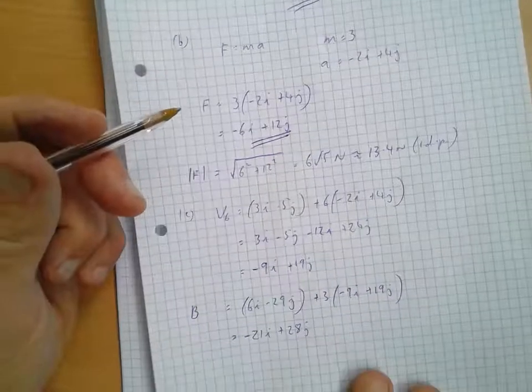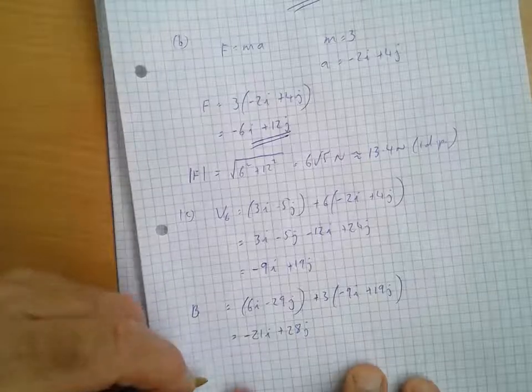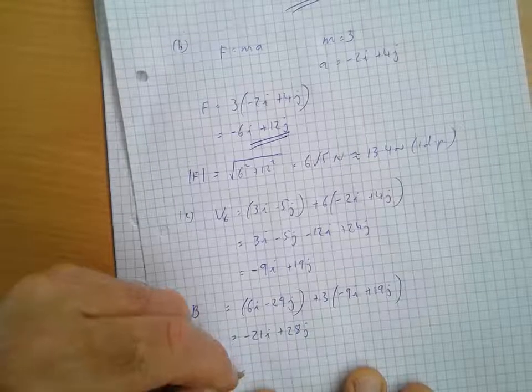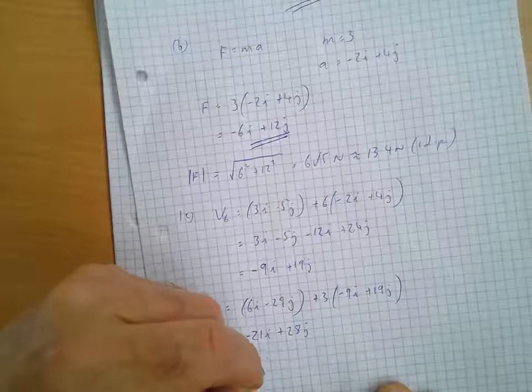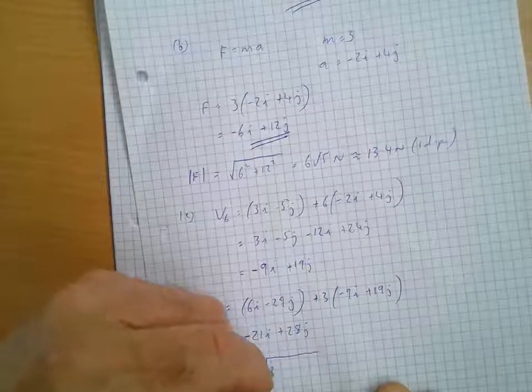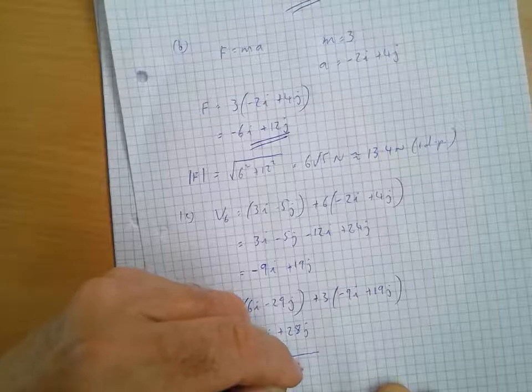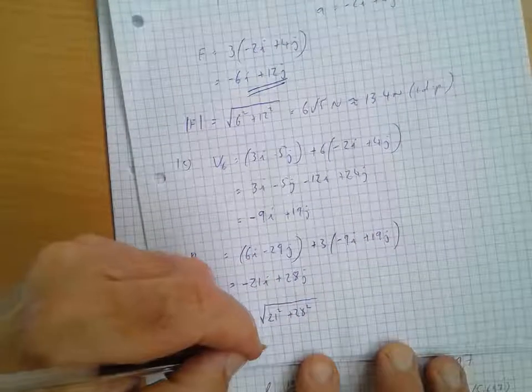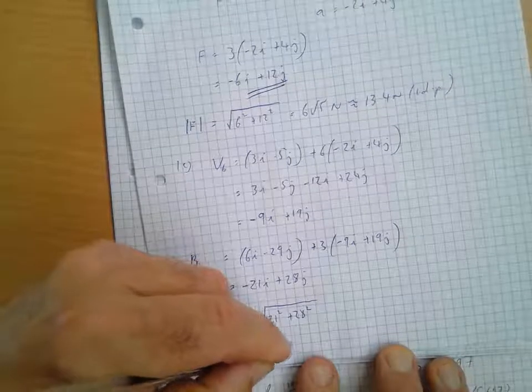Now that's the position of B, but the question's asking us for the distance of B from O. That's a position vector, so distance OB is going to be, again back to Pythagoras, square root of 21 squared plus 28 squared, and in fact that drops out as 35 meters.